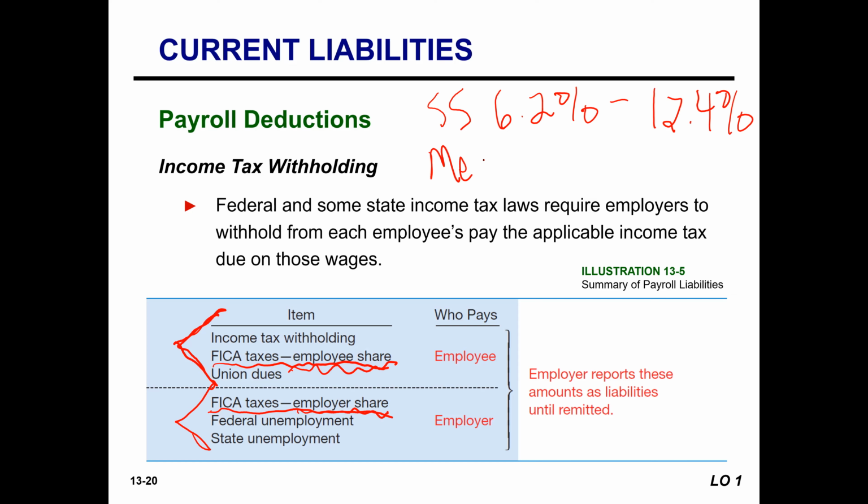And then Medicare, remember, is 1.45%. So again, 2.9% is paid in on your behalf, because the employee is paying 1.45, the employer is also paying 1.45. So a self-employed individual has to pay these entirely themselves.